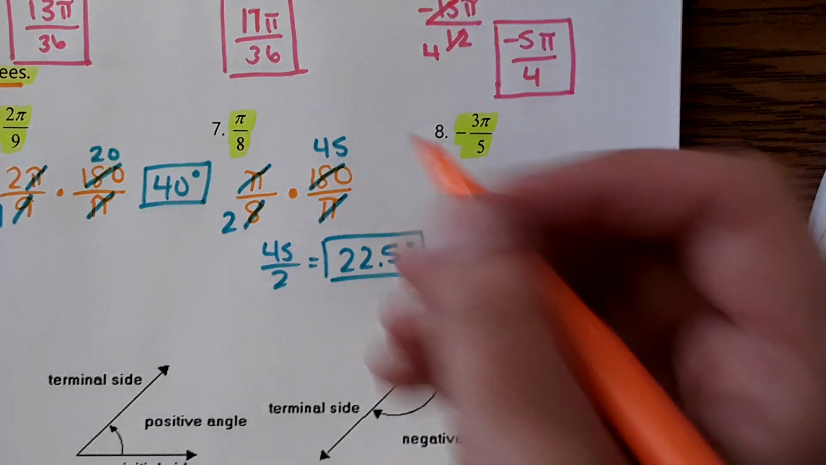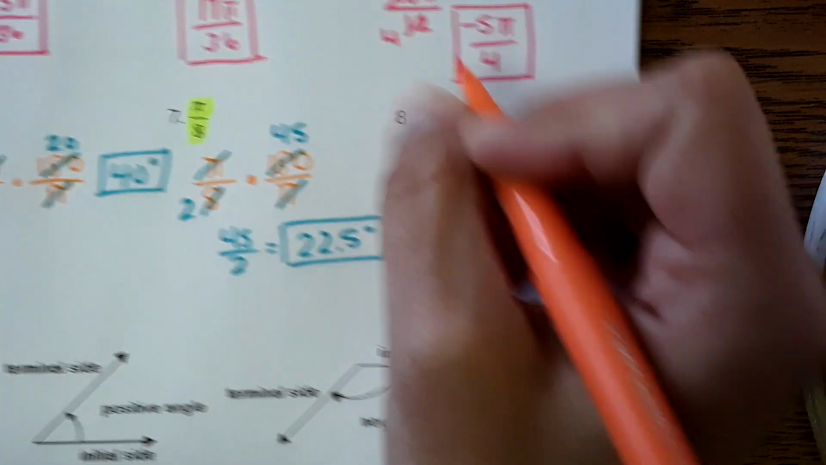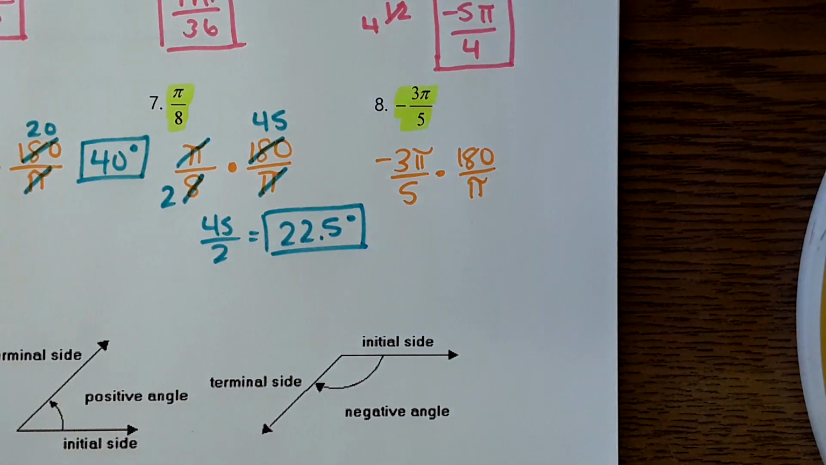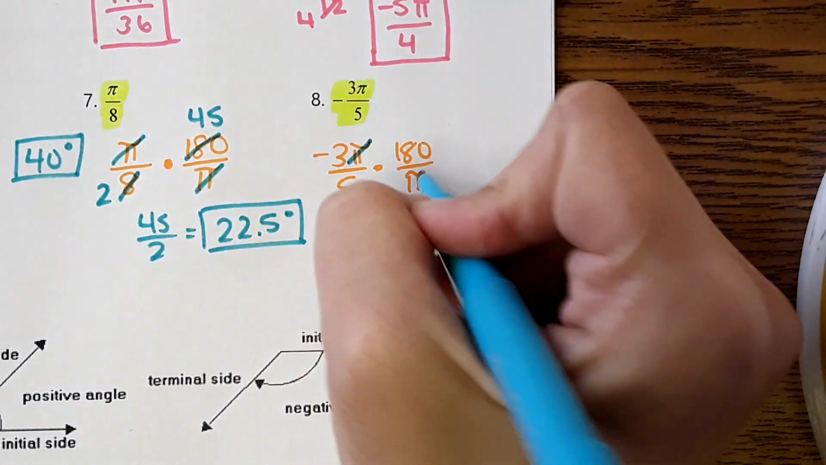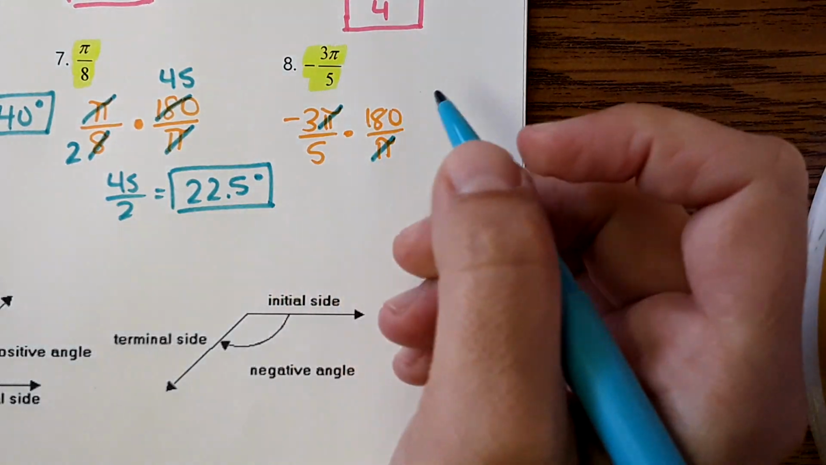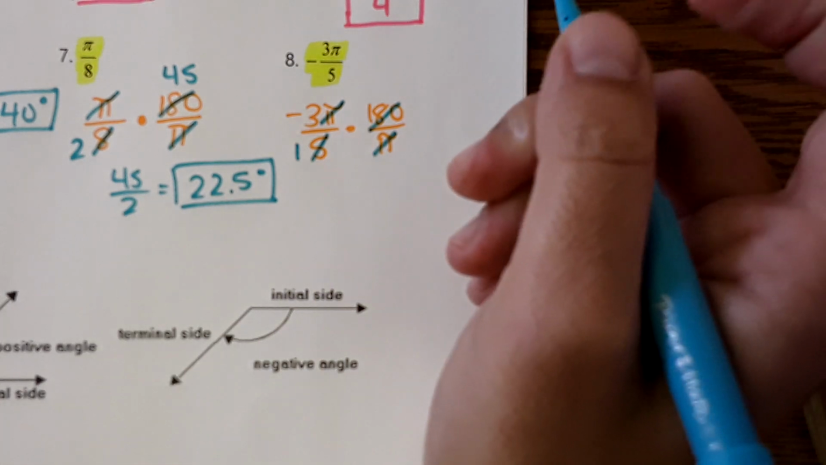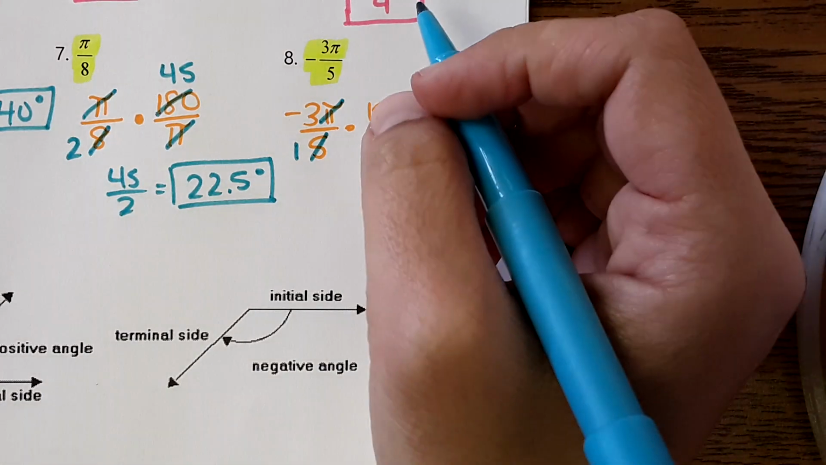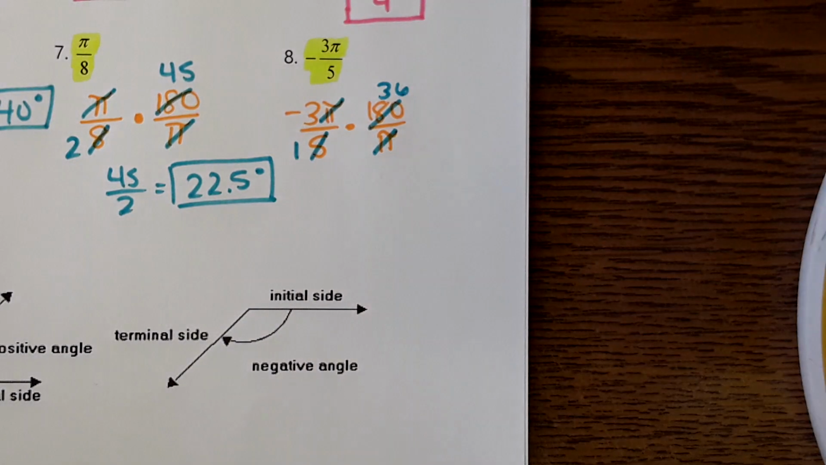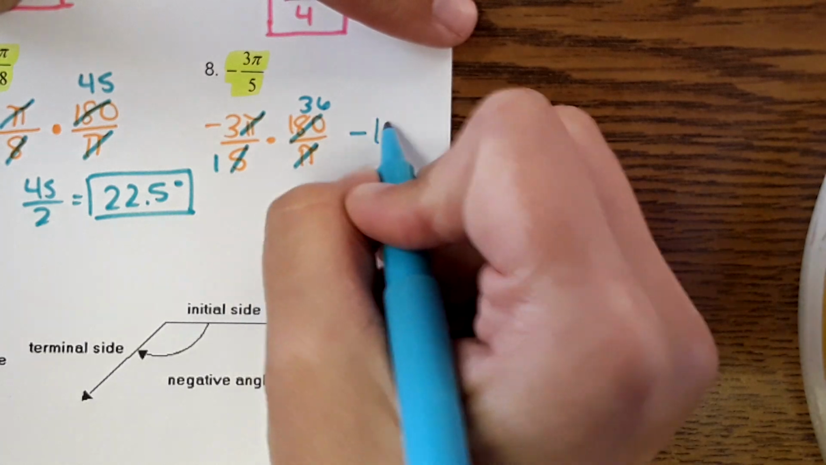Number 8. Negative 3 pi over 5 times 180 over pi. Cancel your pi's. And then 5 and 180 can both be divided by 5. So we get 1 and, I don't know, what is it, 36, I think? Then negative 3 times 36 would be negative 108 degrees.